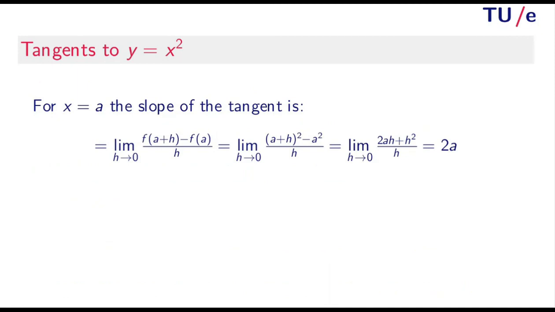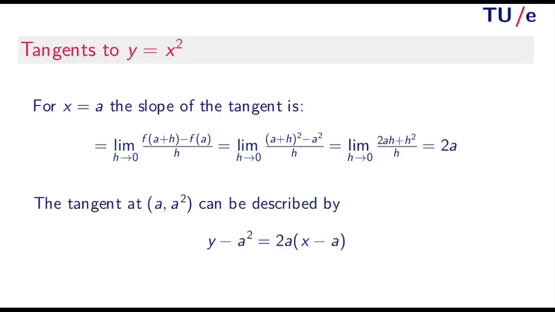In an arbitrary point, x equal to a, the slope of the tangent can also be computed. It is the limit for h going to 0 of ((a plus h) squared minus a squared) divided by h. Working that out gives us the limit of (2a times h plus h squared) divided by h. And that is of course equal to 2a. So the tangent at the point (a, a squared) is given by the equation y minus a squared is 2a times (x minus a).